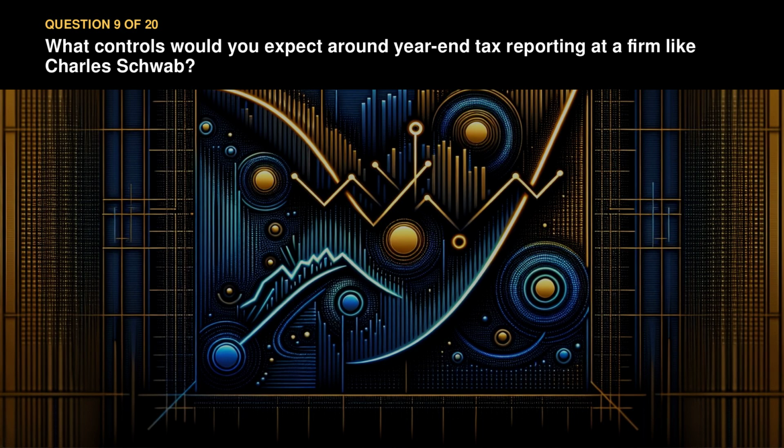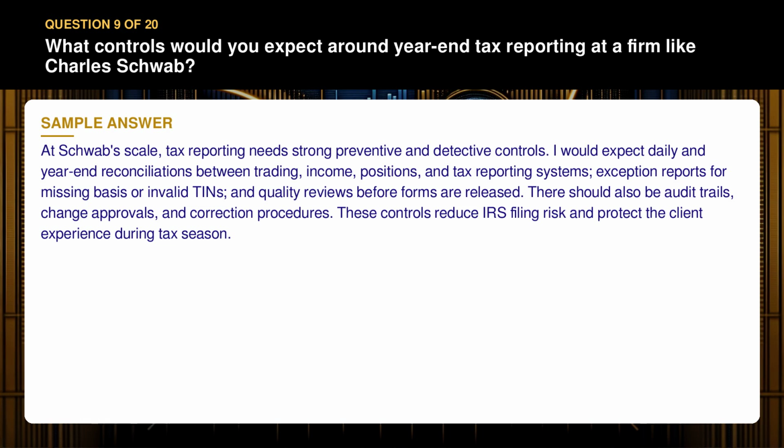Question 9. What controls would you expect around year-end tax reporting at a firm like Charles Schwab? At Schwab's scale, tax reporting needs strong preventive and detective controls. I would expect daily and year-end reconciliations between trading, income, positions, and tax reporting systems, exception reports for missing basis or invalid TINs, and quality reviews before forms are released.